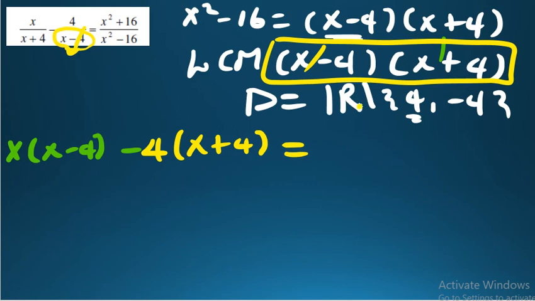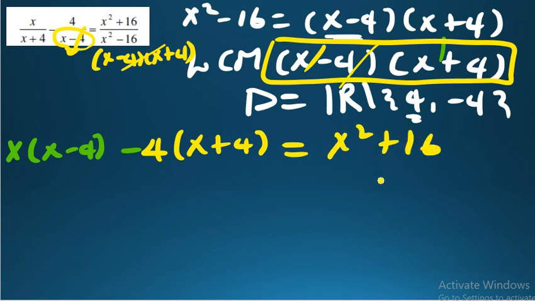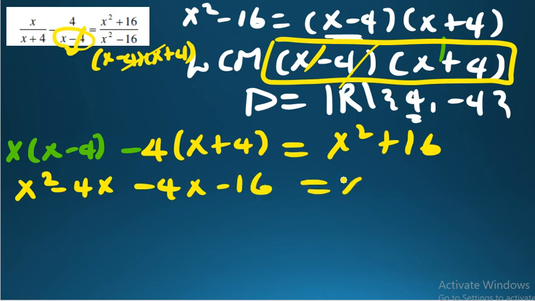The other side, the whole will cancel, because x square minus 16 means, as we said already, x minus 4 and x plus 4. So when you multiply, everything will cancel, and then what remains on the other side? X square plus 16 will remain. Then let us finish it. Multiply: x square minus 4x, again minus 4x minus 16, is equal to x square plus 16.